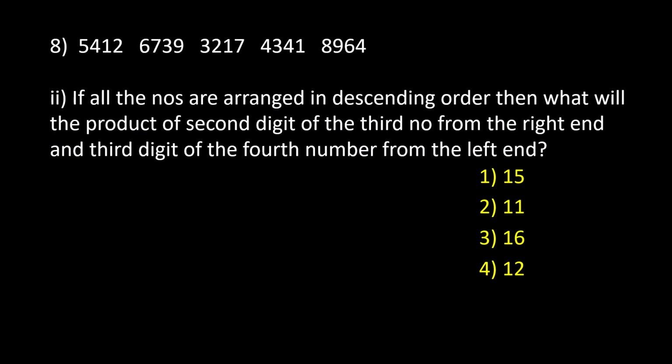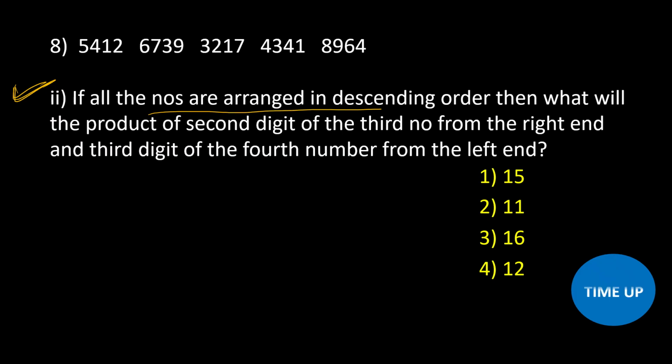Second question on your screen, and your timer starts now. If all the numbers are arranged in descending order, then what will be the product of second digit of the third number from the right hand and the third digit of the fourth number from the left hand? See how the question is framed. So reading of the question is also important. Understanding of the question is also important here.